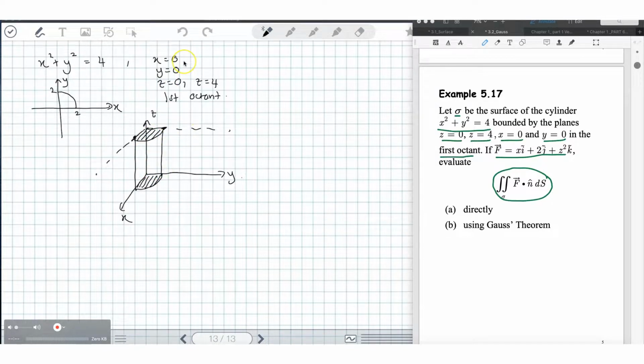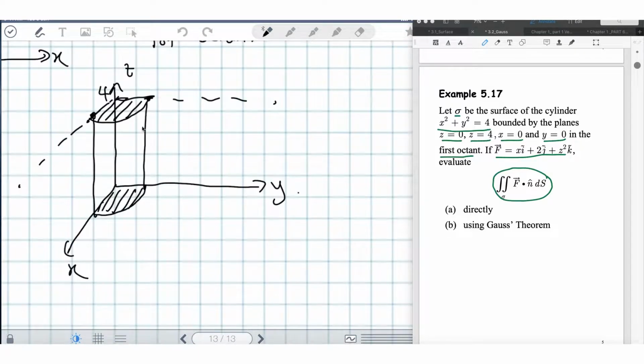But then since they said that the surface is part of a cylinder bounded by the planes z=0 is the floor, x=0 is the wall over here, and y=0 is another wall, and z equal to 4. So this one should be z equal to 4. So it looks like we have a closed surface. We have a solid where the solid is covered by the surfaces.